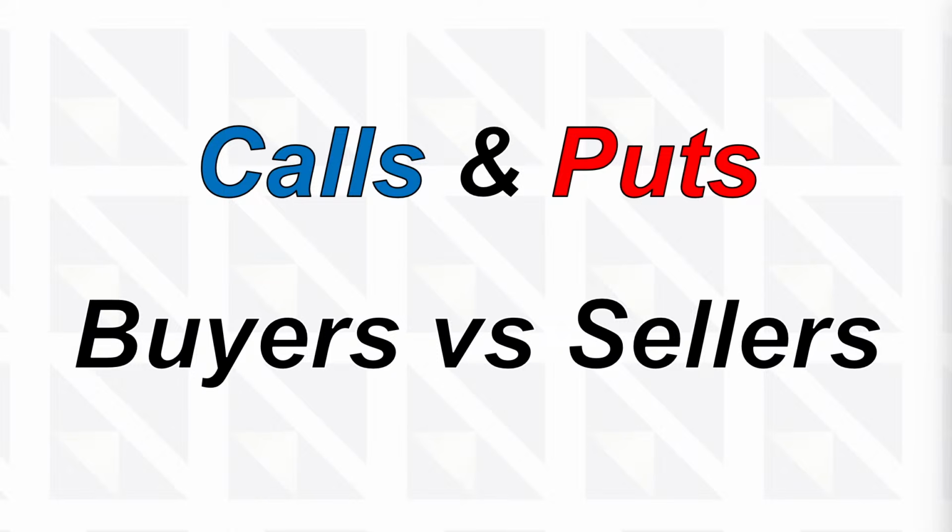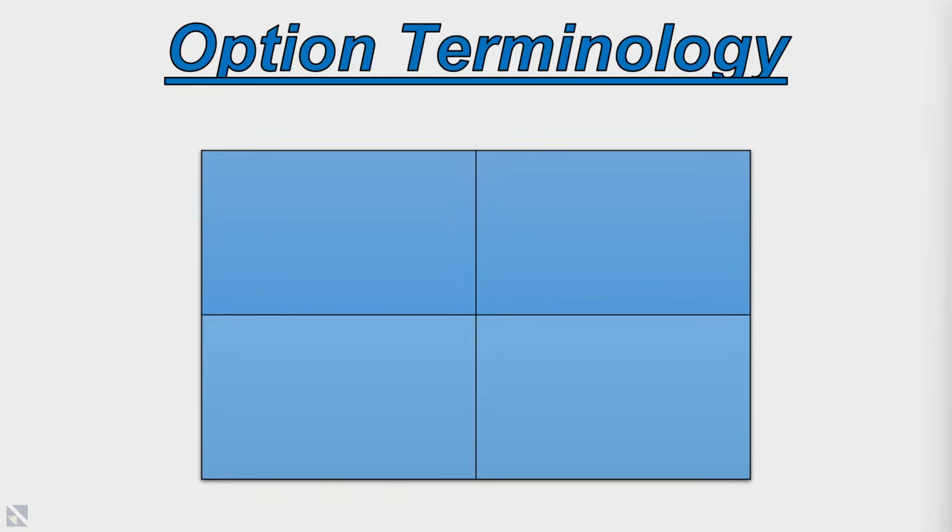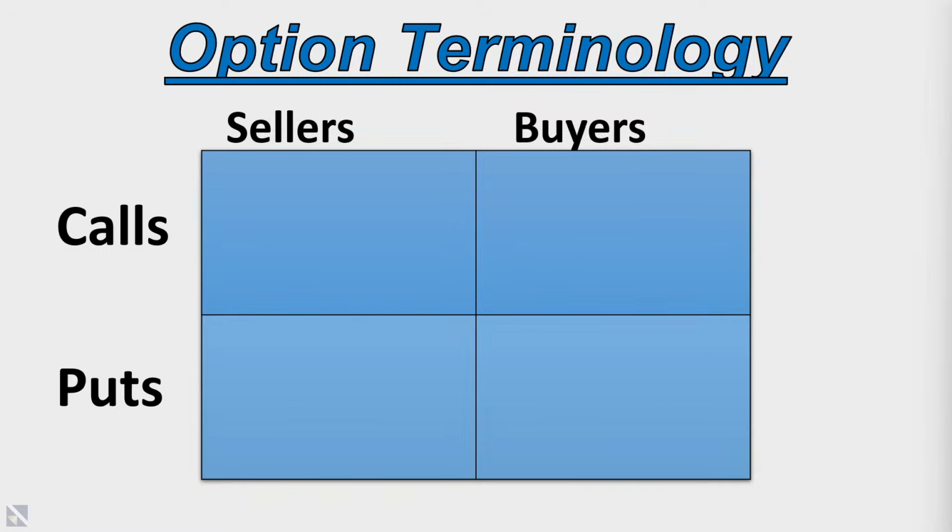So what I'd like you to do is, if you have a piece of paper, I told you to get pen and paper handy, draw out a 2x2 grid. And on the left-hand side, put the word calls and puts. And then across the top, we're going to put buyers on the right and sellers on the left. And then we're going to fill in these boxes.